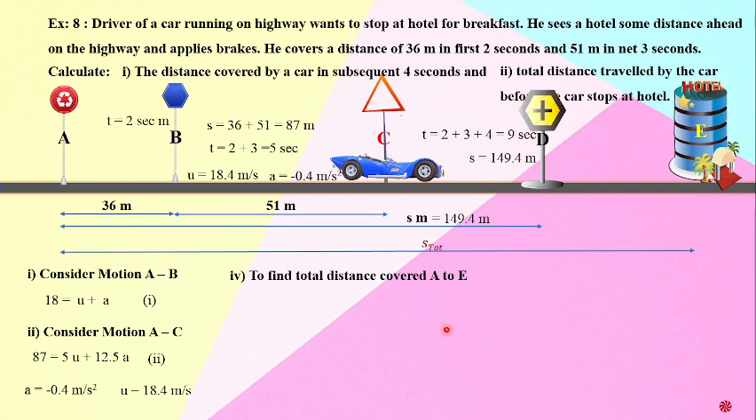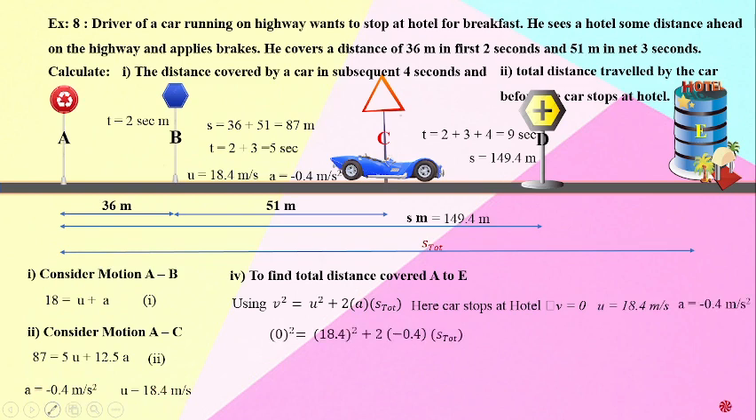So in order to find out the total distance covered from A to E, we know v square is equal to u square plus 2a s total. As the car is going to stop at the hotel, therefore final velocity is equal to 0. And initial velocity we have already found out, u is equal to 18.4, and acceleration also we have found out. So substitute the appropriate values, simplify it, and you will be able to find out the total distance from A to E, that is equal to 423.2 meter. So this is the way we have solved this particular problem part by part.